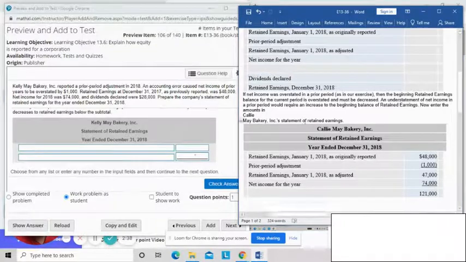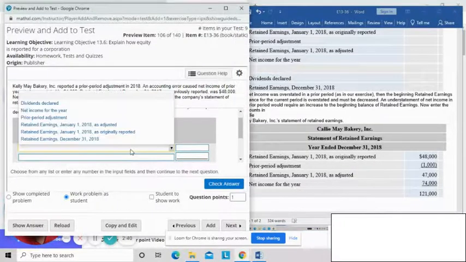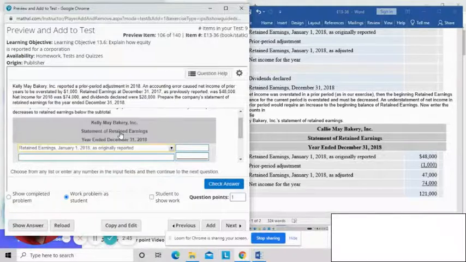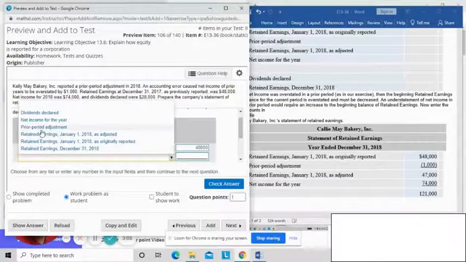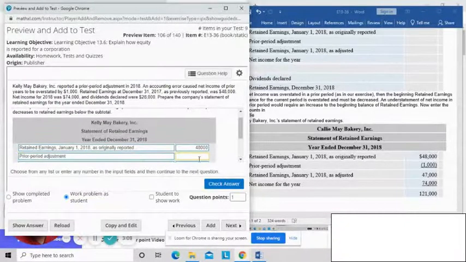So if you see here, the first column, first row, as I mentioned, is retained earnings as originally reported, right? That's my original. And you see here, that amount as previously reported was $48,000. Then I need to make the adjustment that is stated here. The adjustment, the overstatement, is $1,000, right? So the prior period adjustment will be a parenthesis of 1,000.